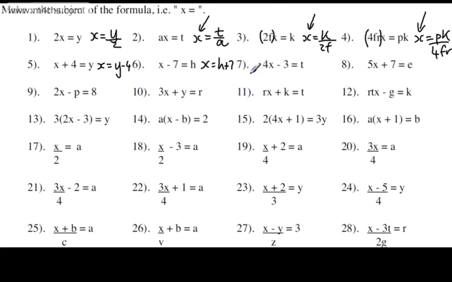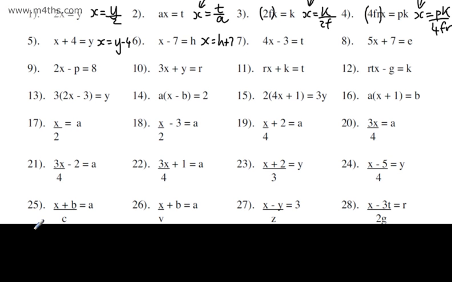This one here, and I'll just get myself some space. This time we've got two steps. I'm going to add 3 to both sides. So we'd have 4x is going to be equal to t plus 3. I'm now going to divide both sides by the 4. So we have t plus 3 all divided by 4. Don't fall into a trap of just putting t over 4 plus 3. So nice and logical, nice and straightforward.